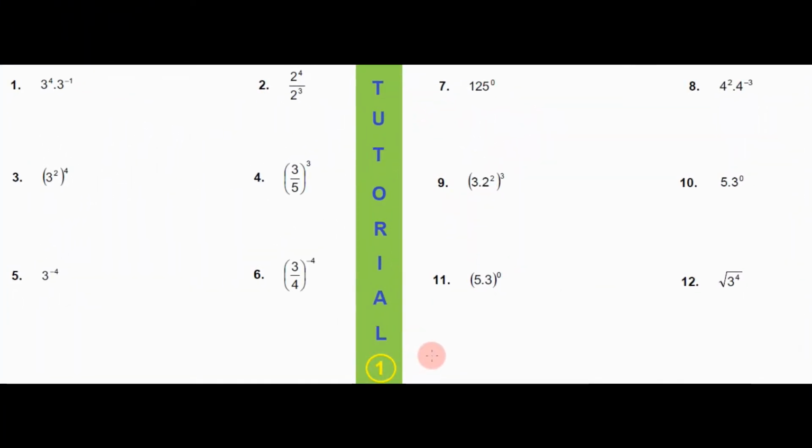Tutorial 1 deals with the basic application of the laws of exponents. I'm assuming that you've watched and worked through lesson 1. If you don't have a PDF format of this tutorial, please pause here and try these questions first before you look at the answers. In the first question here, we are multiplying and the bases are the same, so we can add the powers.